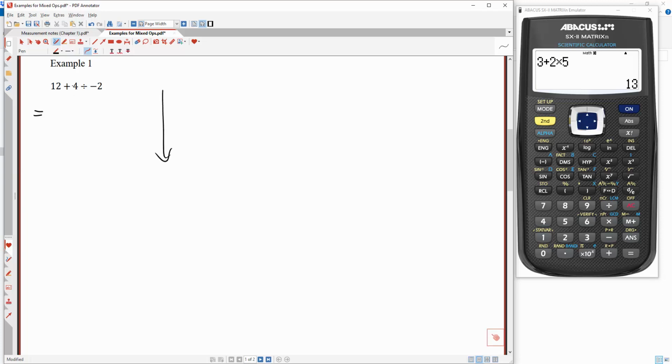So for emphasis, and you don't need to do this, I'm going to bracket the thing that has to get done first, because again, this says that we have to do the division or multiplication first, whichever comes first from left to right, and then addition or subtraction. So I'm going to do 12 plus 4 divided by -2.